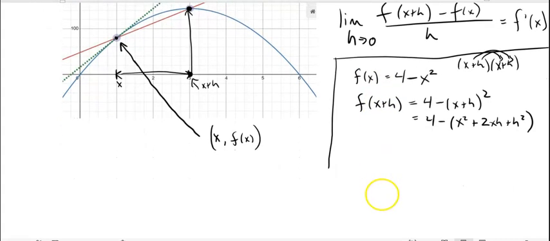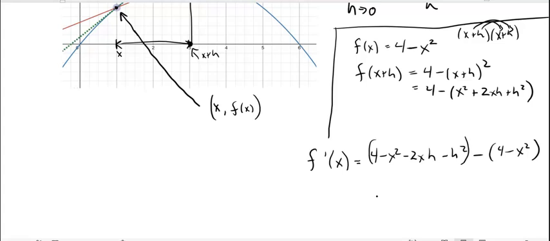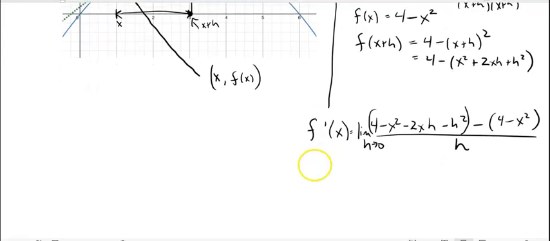So now I can find my derivative function. The first derivative in the class is going to be 4 minus x squared minus 2xh minus h squared minus f of x, which is 4 minus x squared, all over h. And I got a mistake here. What is it? That's not the derivative. That's just algebra. The derivative, I forgot, and don't do this, is the limit. This is important. The limit as h goes to 0. Okay, let's see if we can figure that limit out.